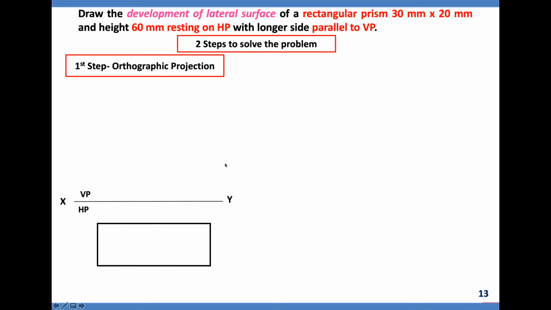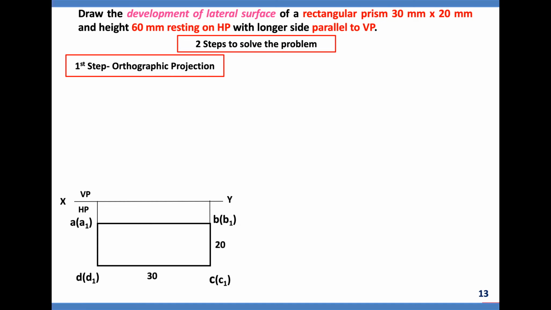Yes. In the problem, they had given the condition 30 mm and 20 mm. 30 mm is the longer side, 20 mm is the shorter side. The longer side is parallel to VP. Here you can see VP, and this is the longer side. We have made it parallel to it, and do the namings 30 and 20.